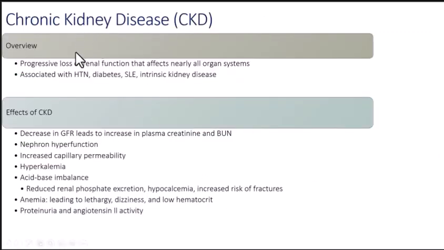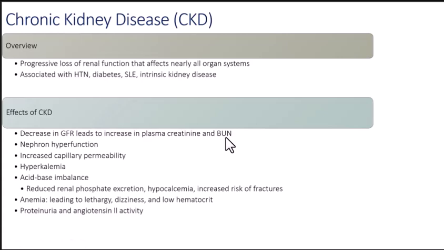Chronic kidney disease is the progressive loss of renal function that has the ability to affect nearly all organ systems, and it's associated with systemic diseases such as hypertension, diabetes mellitus, systemic lupus erythematosus, or just lupus, and intrinsic kidney disease. In any case, though, what chronic kidney disease will involve is a reduction in glomerular filtration rate. And we know that this is going to lead to an accumulation of waste products in the blood, seen with higher levels of creatinine, as well as urea nitrogen.